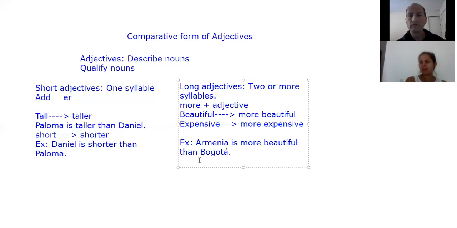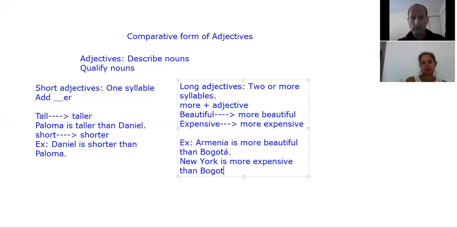What is expensive in Spanish? Something that costs a lot of money. Costoso. Okay. Entonces, New York is more expensive than Bogota and Armenia.